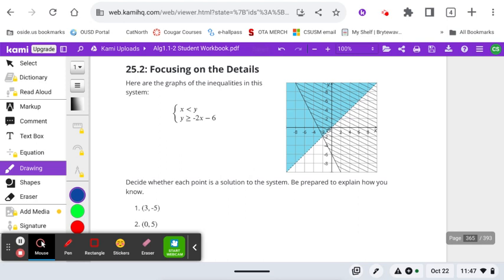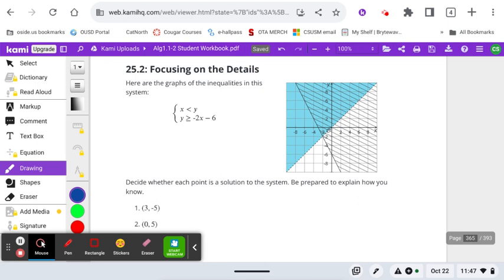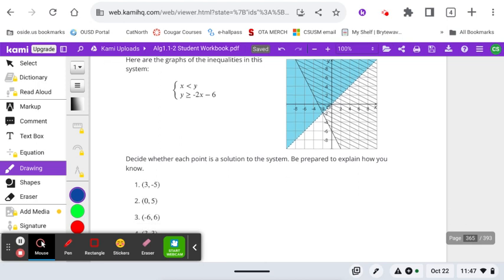For 25.2, we're taking a look at this graph here on the right, and they already gave us the two inequalities that have been graphed and shaded for the feasible region. We decide whether each point is a solution to the system. So we have two methods here. We can take this point and see if it is in the overlapping shaded region. So (3, -5), if I go out 3 and down 5, I'm noticing that this is in one of the inequalities' shaded regions, but not in the double overlap one. So this one would not be a solution to the system. It only fits one, but not the other.